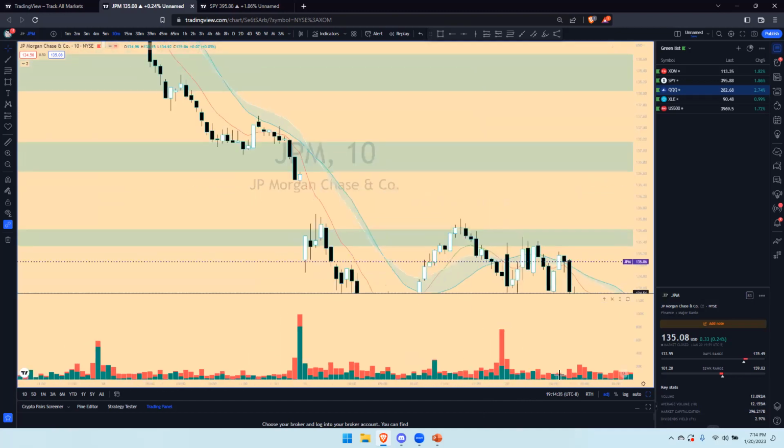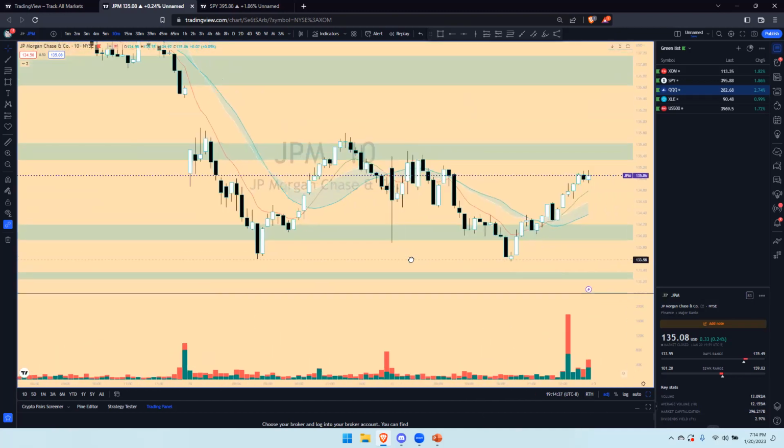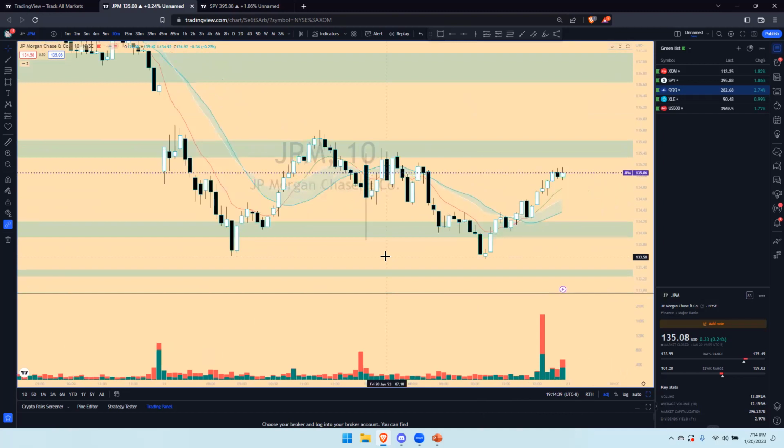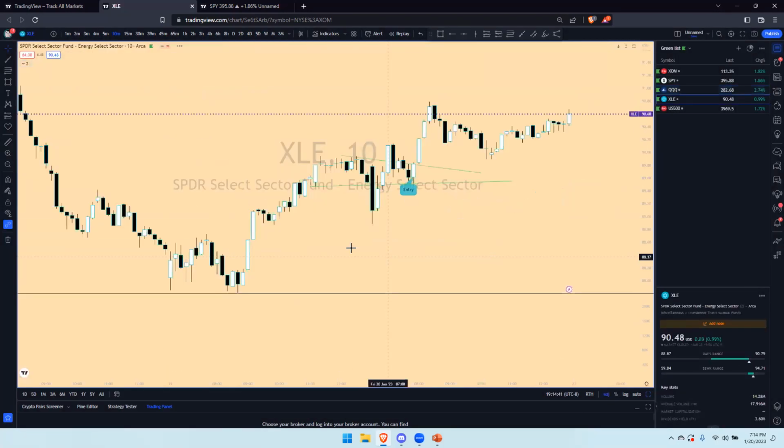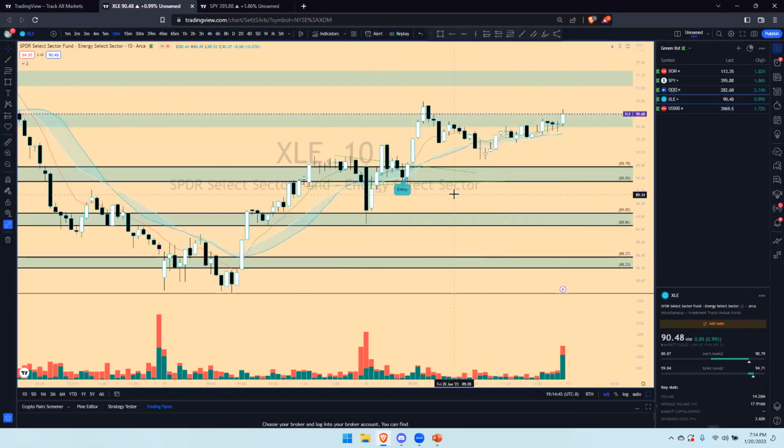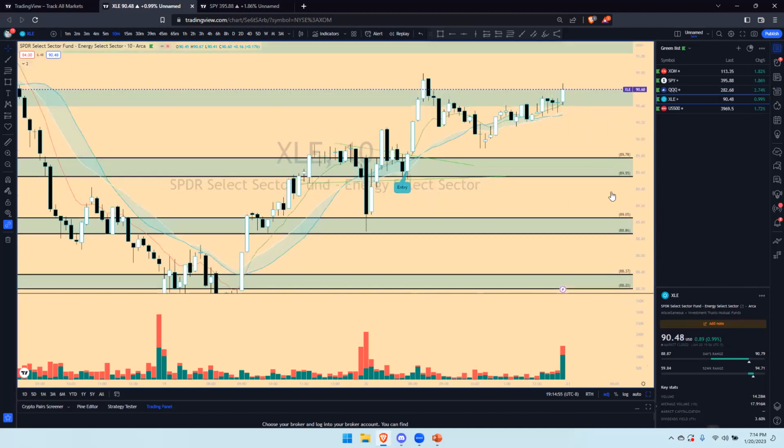And it was the same on XLE. All right, put up XLE. I think I saw the same thing. This is your entry, right? It came up and it came right to a zone. 10 minutes. Bam. Nice.